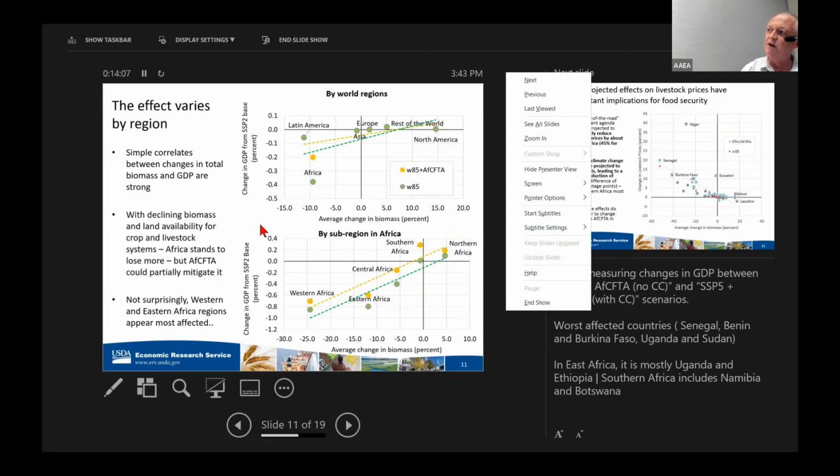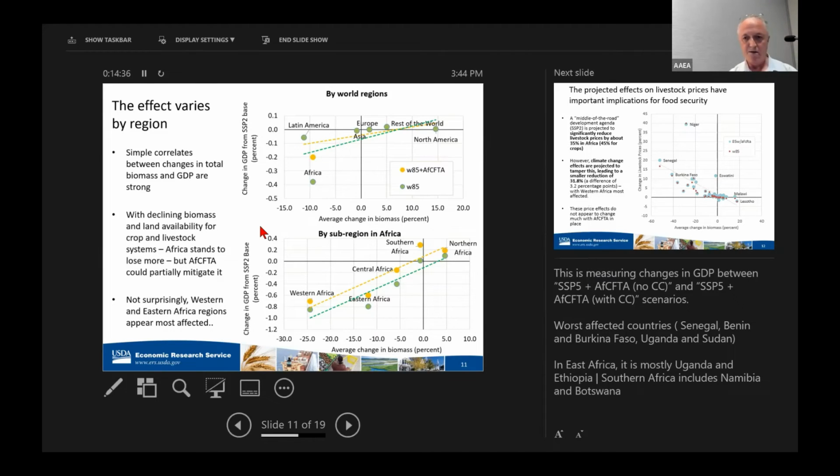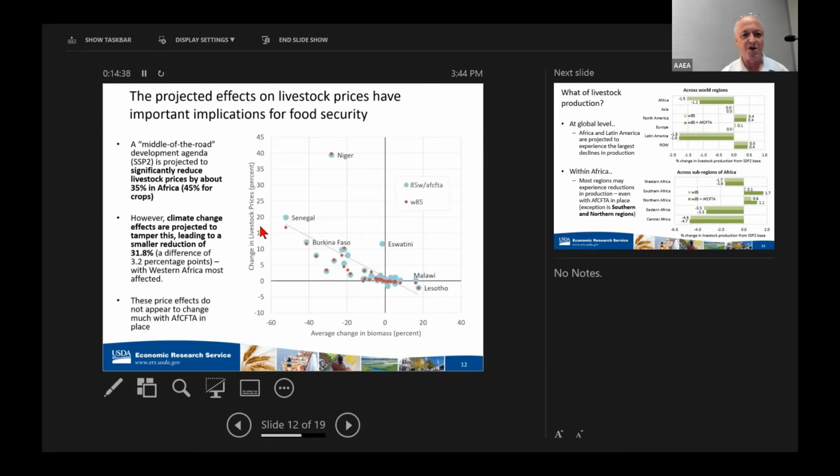Northern Africa actually experiences less effects, but you see a much bigger change in Southern Africa, even though it's going towards positive with free trade area. North Africa as well. But you see this mitigation effect taking place in the most affected countries with climate change, Western Africa and Eastern Africa. They do benefit from this as well.